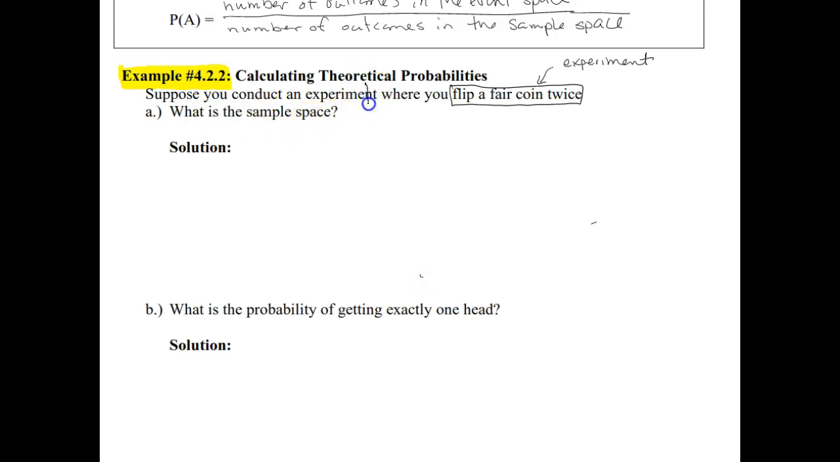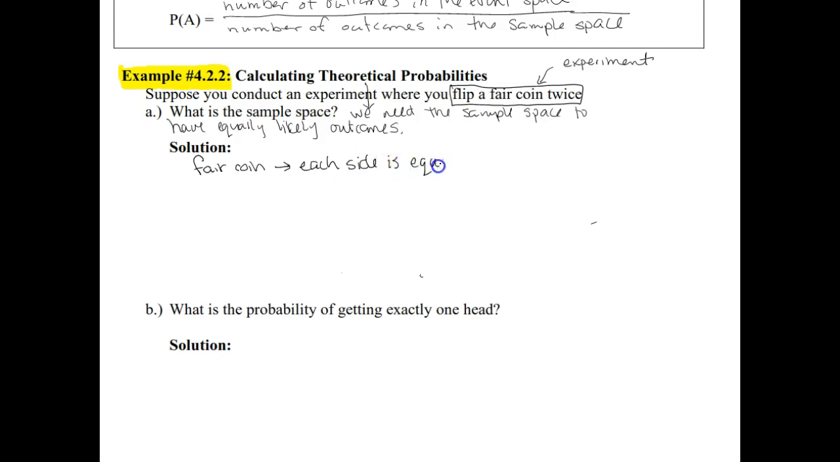Now, to be able to do theoretical probabilities, we need the sample space to have equally likely outcomes. So if we have a fair coin, that means each side is equally likely to occur.